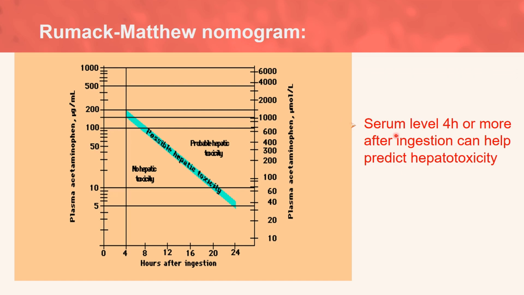So here the nomogram, serum level 4 hours or more after ingestion is predicting the hepatotoxicity. So if you see here, this is 4 hours. In 4 hours, if the paracetamol level is 10, then this is falling in the non-toxic level. So you don't need to treat with the antidote. Suppose at 4 hours the level is 200 like this, then there is a possibility of hepatotoxicity. So you have to immediately use the antidote in this scenario.